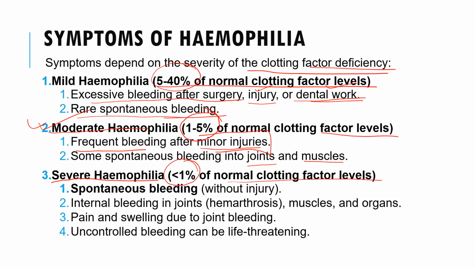So there is internal bleeding in joints. Here we have hemarthrosis, where blood loss in the internal parts of the joints and muscles causes a lot of pain. That is called hemarthrosis. Muscles and organs will have internal bleeding, and pain and swelling will happen due to joint bleeding. Uncontrolled bleeding can also be life threatening. So these are the symptoms of hemophilia: mild, moderate and severe.